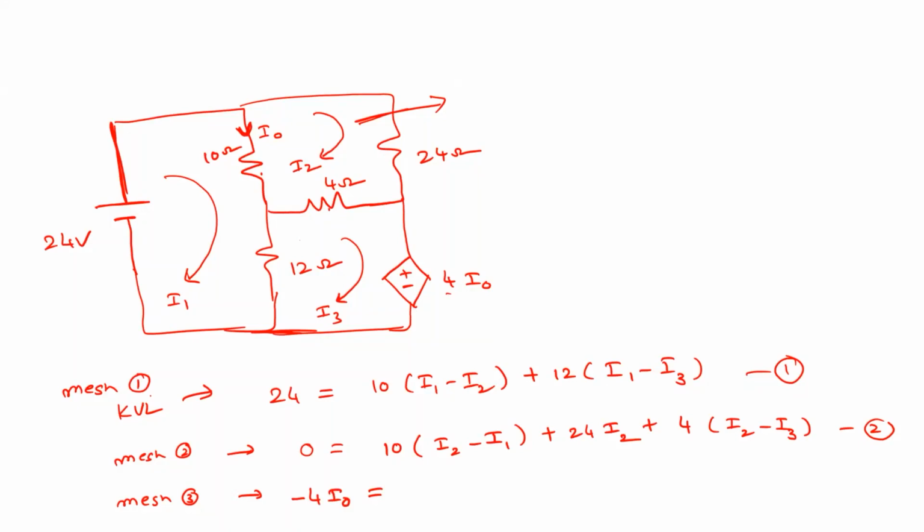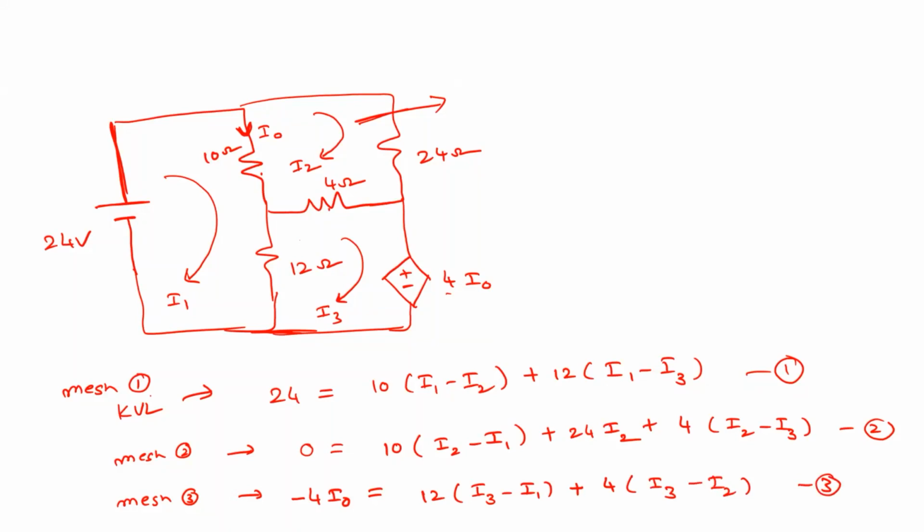So next we have 12 into the current flowing through this 12 ohm resistor, which is I3 minus I1. Plus 4 into I3 minus I2. Good, so we have 3 equations.